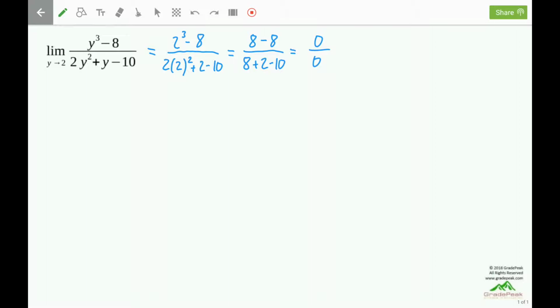We're going to need to rework this since these are power functions. We will try the factoring cancel method. In the numerator we have a difference of cubes. It's actually a y cubed minus, and that 8 can be thought of as 2 cubed.